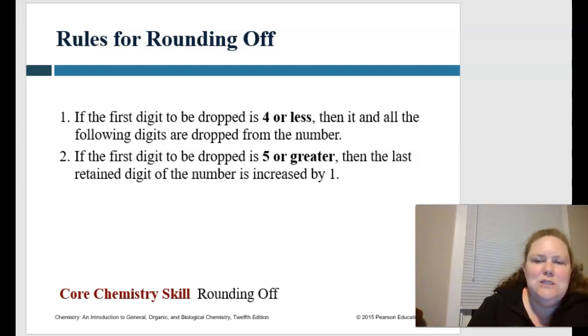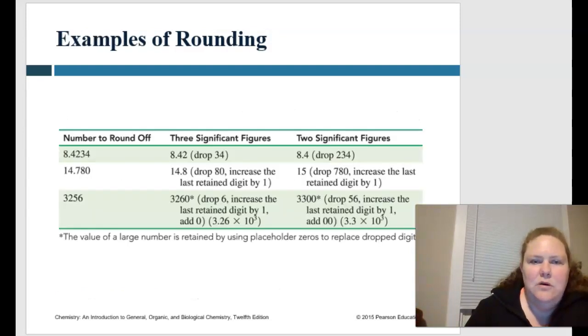If the first digit to be dropped is 4 or less, then it and all the following digits are dropped from the number. Whereas if the first digit to be dropped is 5 or greater, then the last retained digit is increased by 1. Think of rounding a grade, right? If you get 3.49, hopefully your teacher would round that to 3.5, right? We'll do examples, but basically that's how we're going to be rounding off, okay?